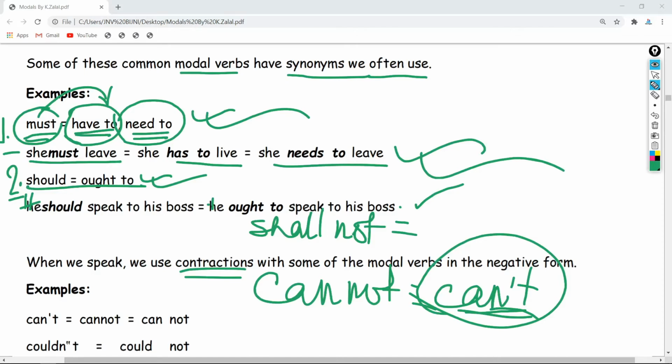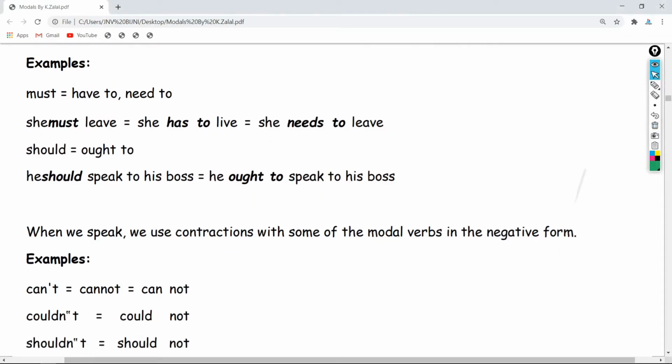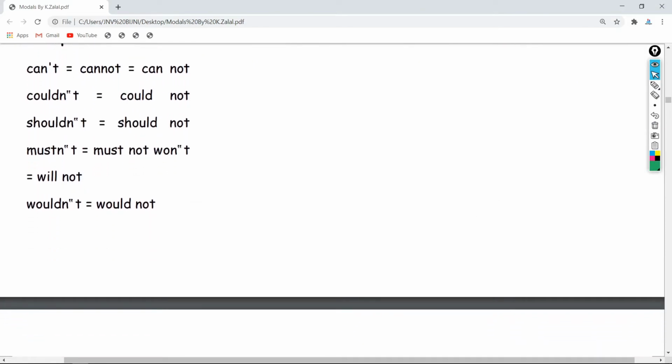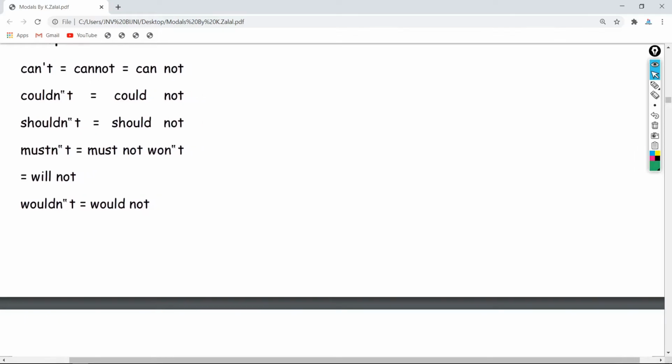So let us see the contracted forms. The contraction of cannot will be can't. Contraction of could not will be couldn't. Should not will be shouldn't. Must not will be mustn't. Will not will be won't. Would not will be wouldn't. So all these contracted forms are used to give force, otherwise the meaning is the same. Let us continue now.